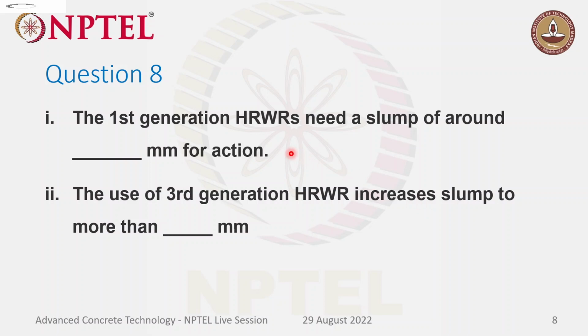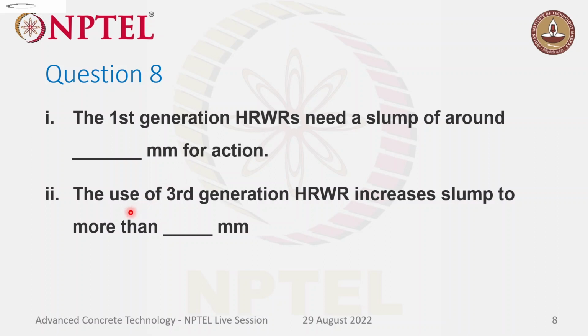Here they're saying that the first generation high range water reducing admixtures need a slump of around dash for action. So they're saying that first generation high range water reducing admixtures like lignosulfonates need a minimum slump of the concrete to work on, or else it will not work for that type of concrete. So for example, it will not work for zero slump concrete. Only third generation type of high range water reducing admixtures like PCE can work on zero slump concrete as discussed earlier. So what is the minimum slump of concrete required for first generation high range water reducing admixtures to act?